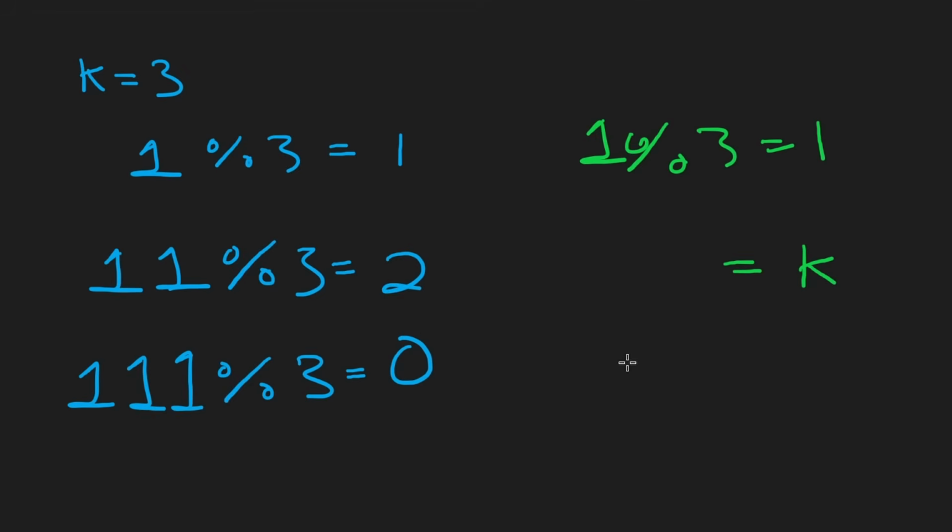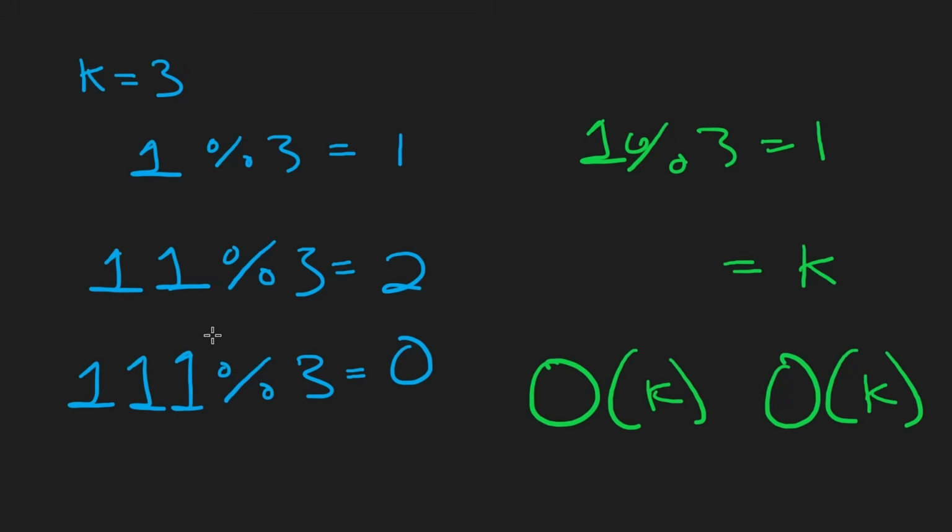So I believe the space complexity, of course, is going to be proportional to K, but actually, I think even the time complexity is also going to be proportional to K, because we're only going to get K different possibilities that we can try to mod.